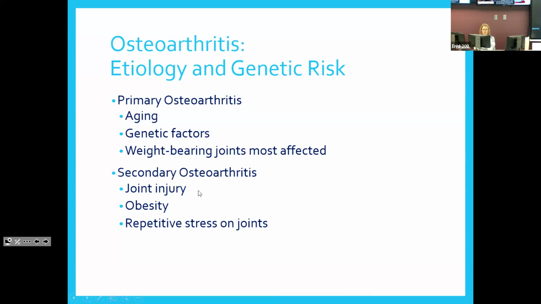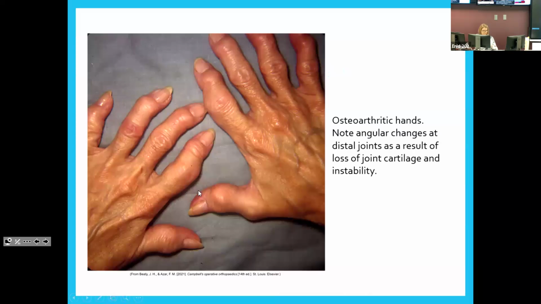So osteoarthritis, the etiology and genetic risk. The primary osteoarthritis is aging, usually see it in elderly women, genetic factors, and then weight-bearing joints are most affected. So that would be your knees, typically your hips. Secondary osteoarthritis can be from injuring a joint, obesity, and repetitive stress on joints.